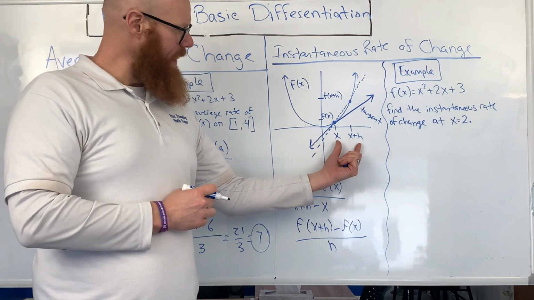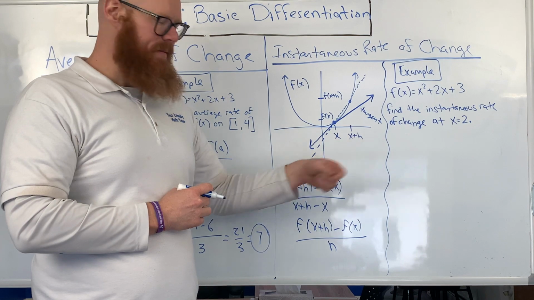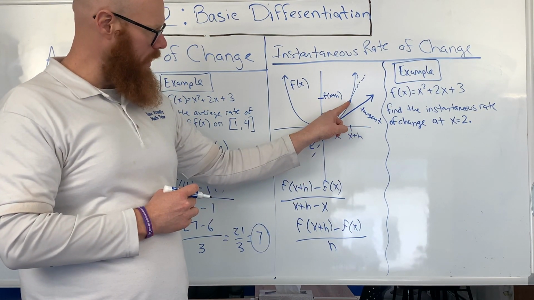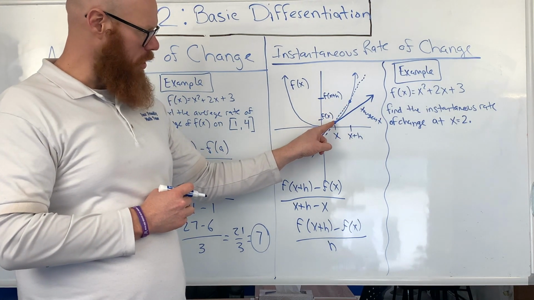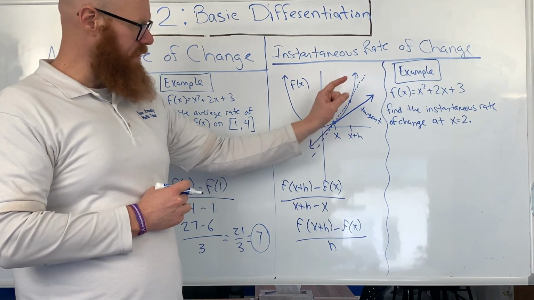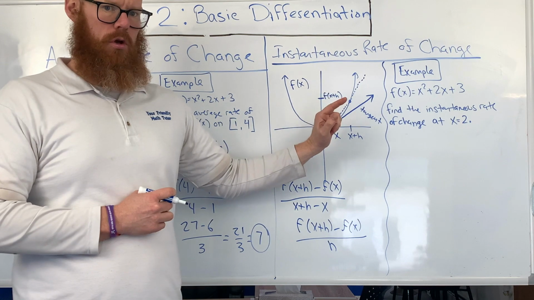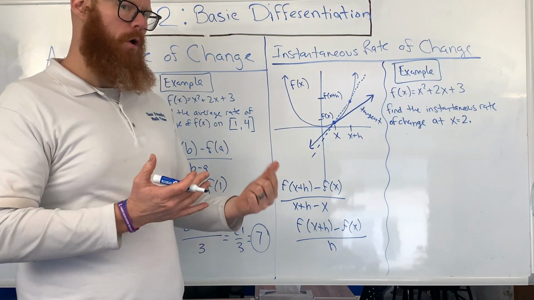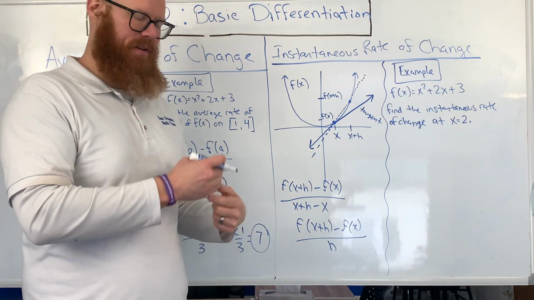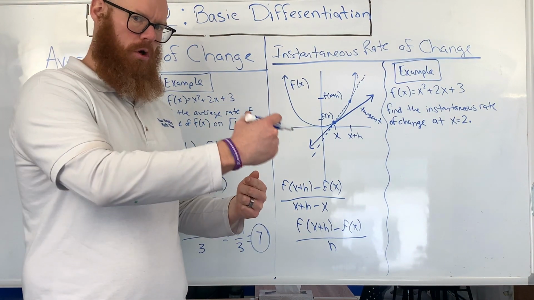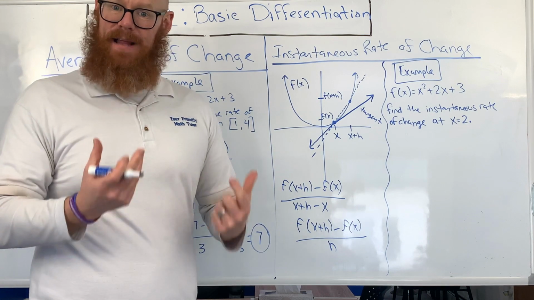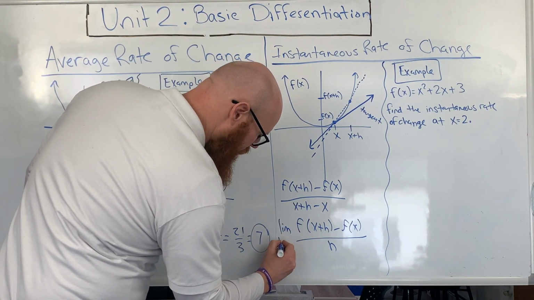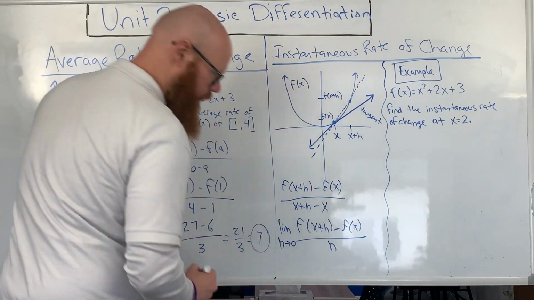But what if we make this h smaller and smaller and smaller? As we make h smaller, this point gets closer and closer to this point, which means the slope of the secant line gets closer and closer to the slope of the tangent line. Well, what did we go over last week that allows us to use this idea of getting closer and closer? That's limits. So we're going to take the limit of this thing and make h go to 0.